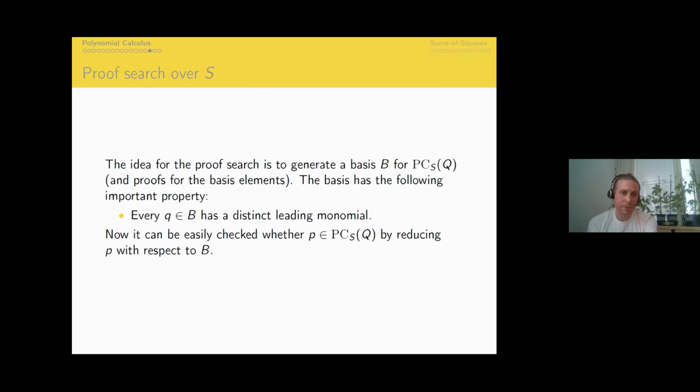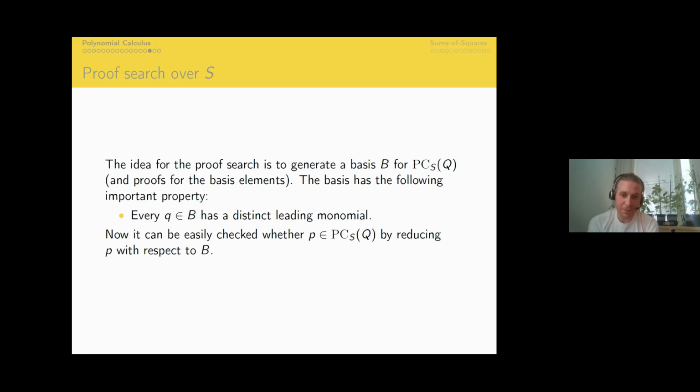Okay. So the proof search, just quickly mention something about this. The basic idea is to generate a basis for this subspace of all polynomials provable from Q over S, and also carry along proofs for the basis elements. A basis that has the following nice property: any element in the basis has a distinct leading monomial.